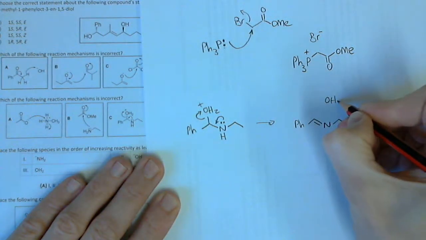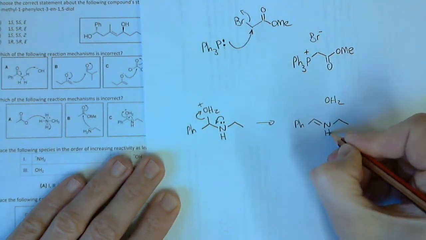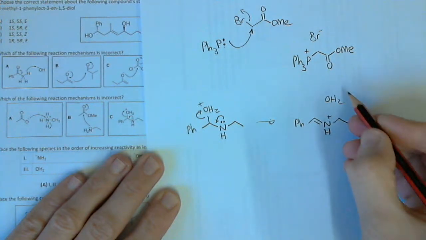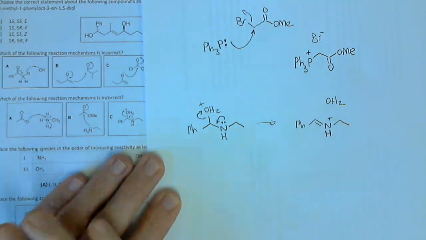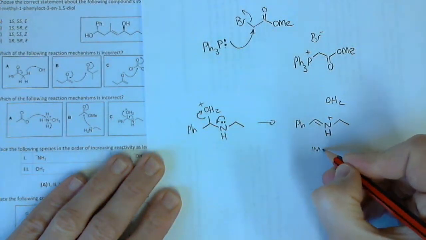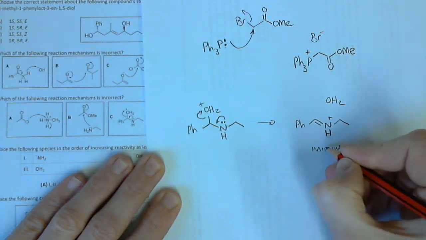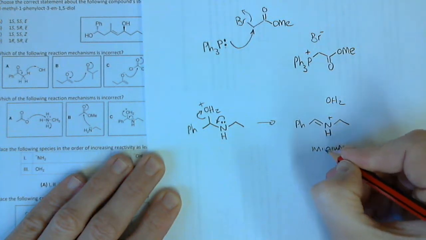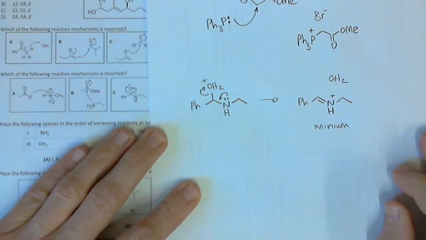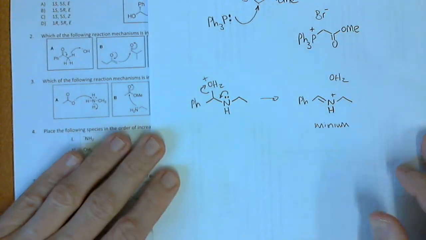We've got OH2 that left, and we still have the hydrogen, so we'll include it, but the next step would be that the hydrogen would leave. The water could pick that up, and then we'd have the neutral imine. This is the iminium. And the imine is without the H. All right, so that one was correct as well.